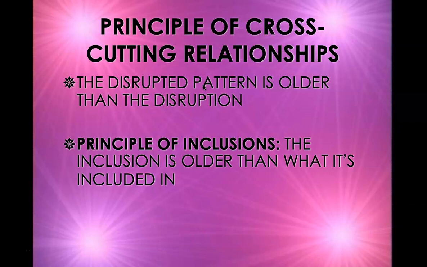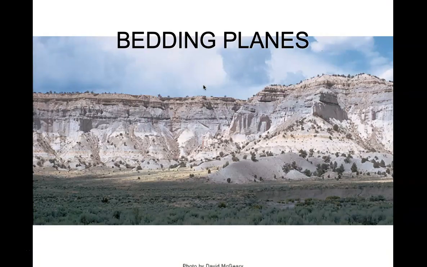All right. Cross-cutting relationships. The disrupted pattern is older than the disruption. Let's go back to here. So here's your pattern, all right? You've got your rock layers all the way through here. Let's say there's a big old volcanic intrusion here. Remember igneous intrusions? All right. There's a big old dike system coming through here and sills and whatnot. What's older, the rock here, the layers, or the igneous intrusion? Which is older? Well, the rock layers, of course. The igneous intrusion could not have intruded into it, right, if it was not there.